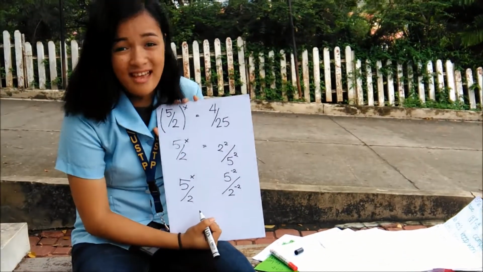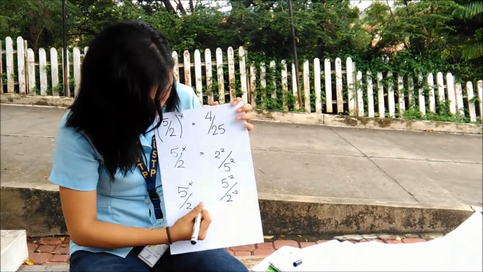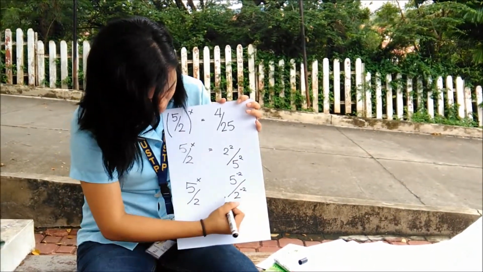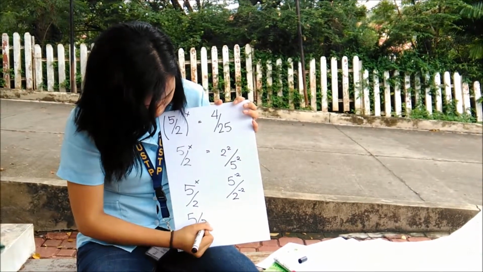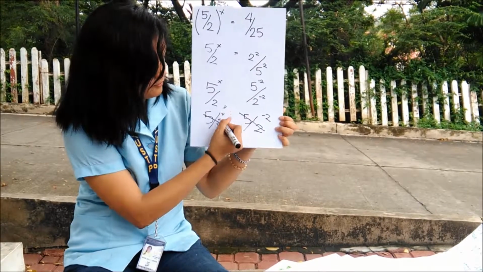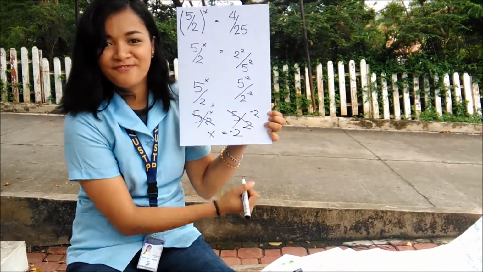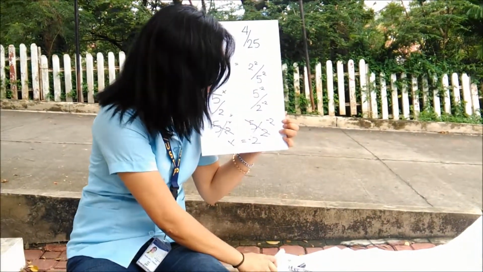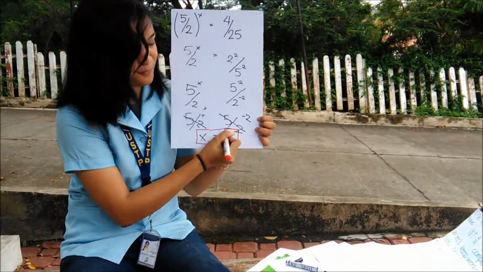Now what does that bring us? This is what's going to happen. Since we have like bases, that's going to be rewritten as 5/2 to the x equals 5/2 to the negative 2. Cancel the like bases, and now we have x is equal to negative 2. So we're just going to box it out right there. Our final answer will be this.